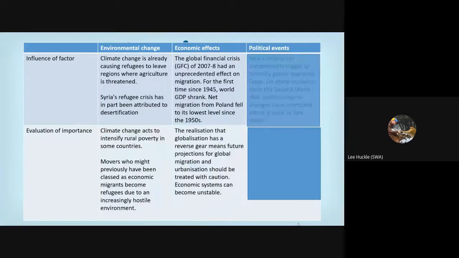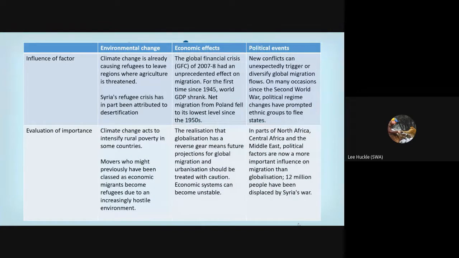Now, I'm going to put these all on the screen because then you can pause it. So the influencing factors environmentally, we looked at climate change. The economic was the global financial crisis of 2007, 2008. And then political events was new conflicts that trigger or diversify global migration flows that cause more people to move. But then each of those 3 factors, we looked at the importance of those factors in terms of causing a change in migration. So remind yourselves of those.